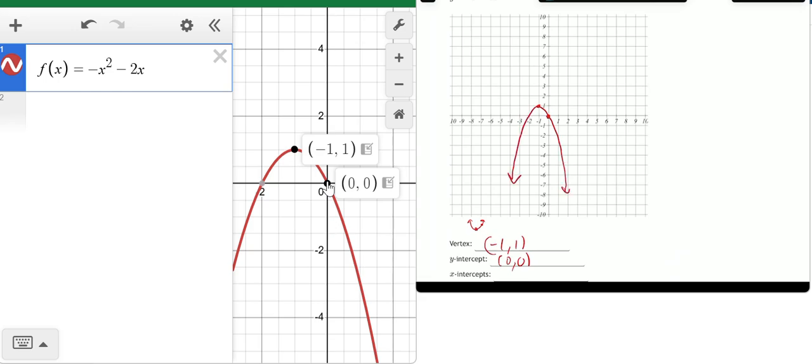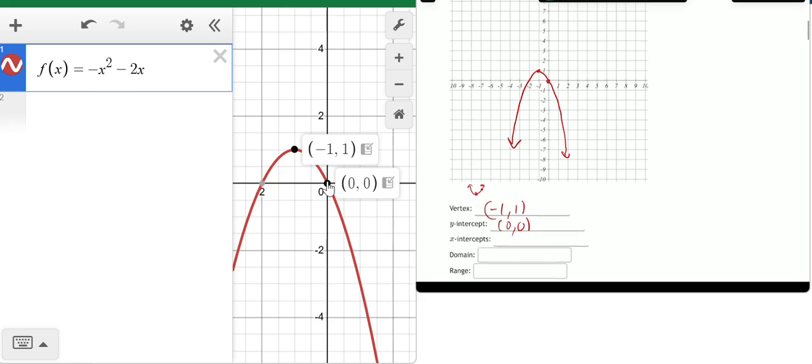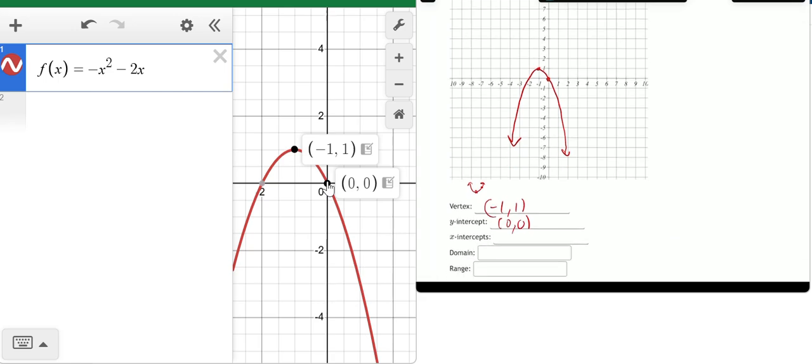Okay? Once you see that, again, you'll be able to answer all the questions just like what you see on Desmos here. The x-intercepts, here's our other x-intercept, negative 2, 0, and 0, 0 is still an x-intercept. The domain for parabolas is always all real numbers. There is no limitation on the x's.